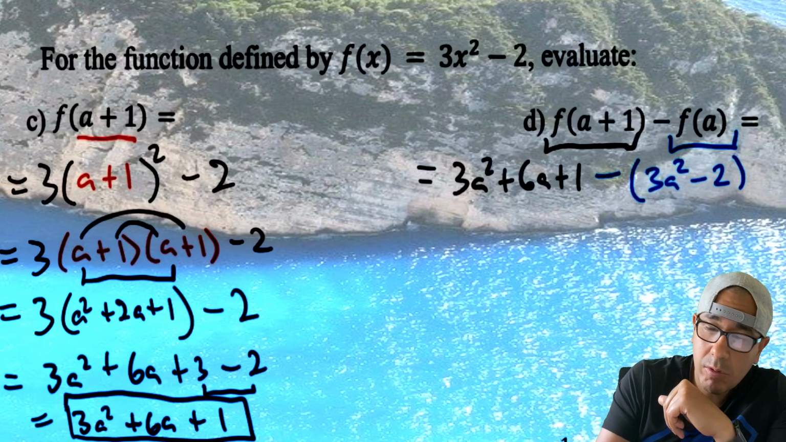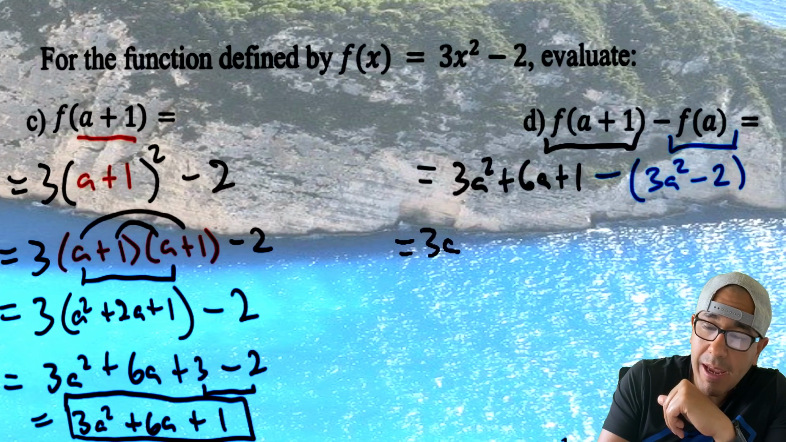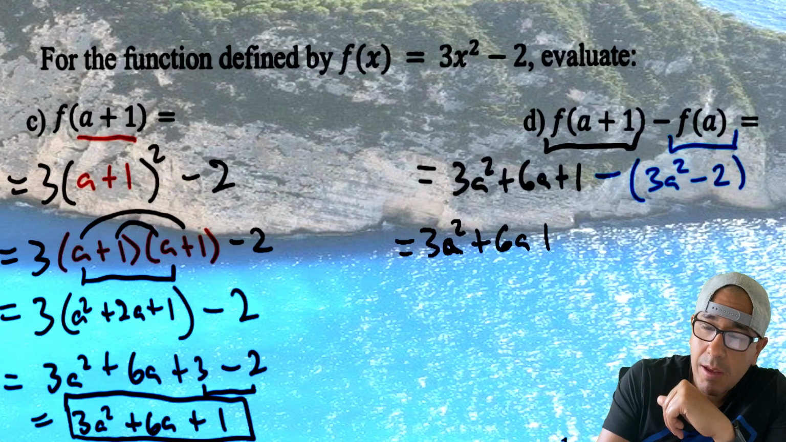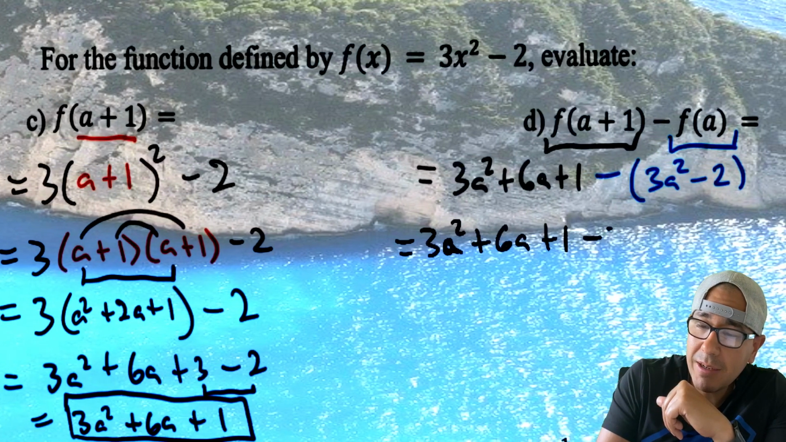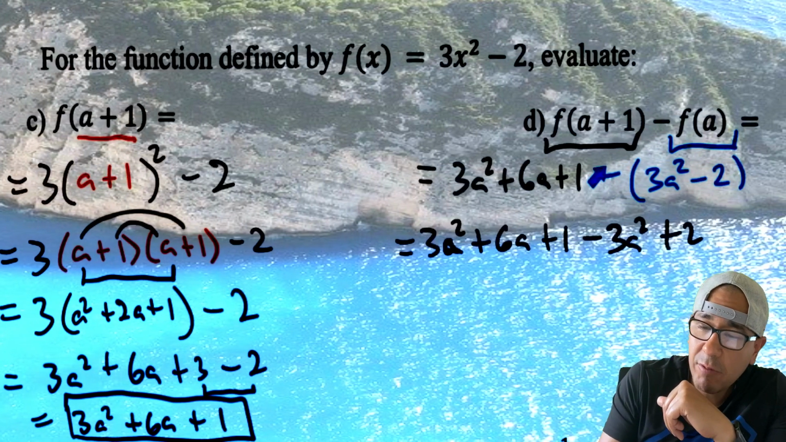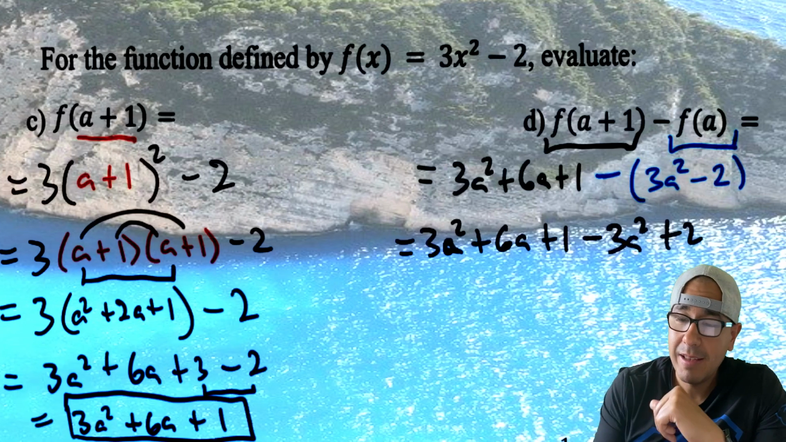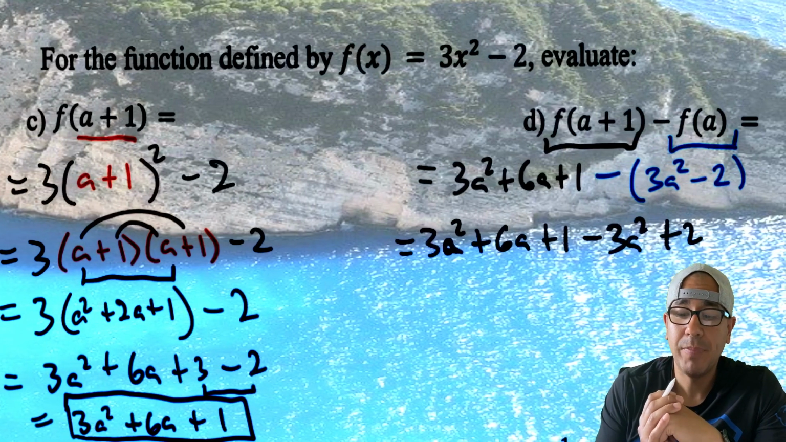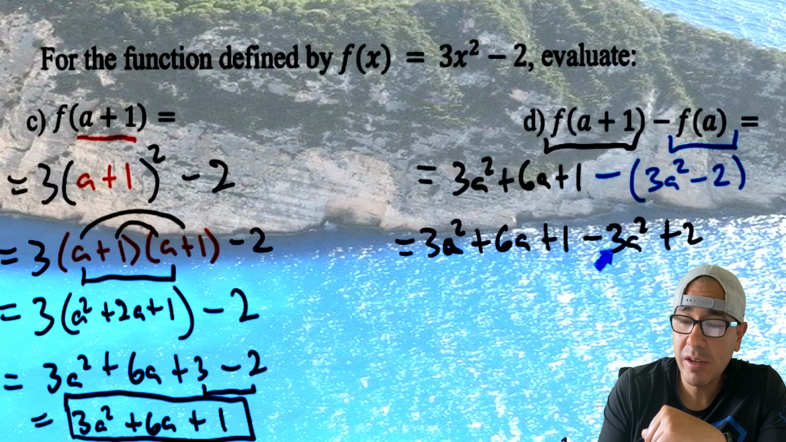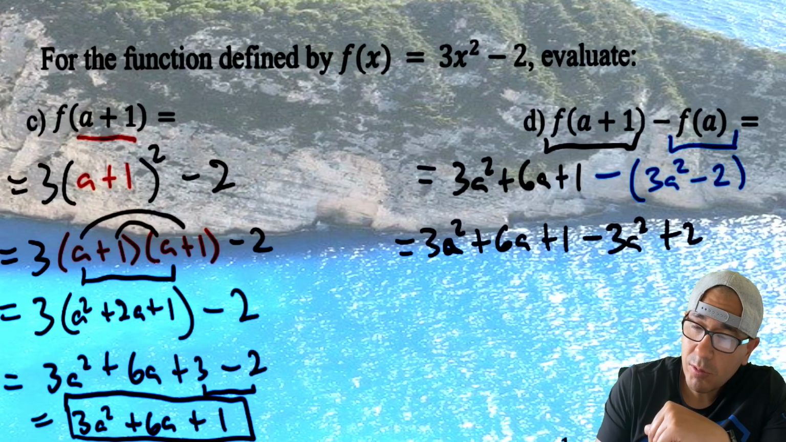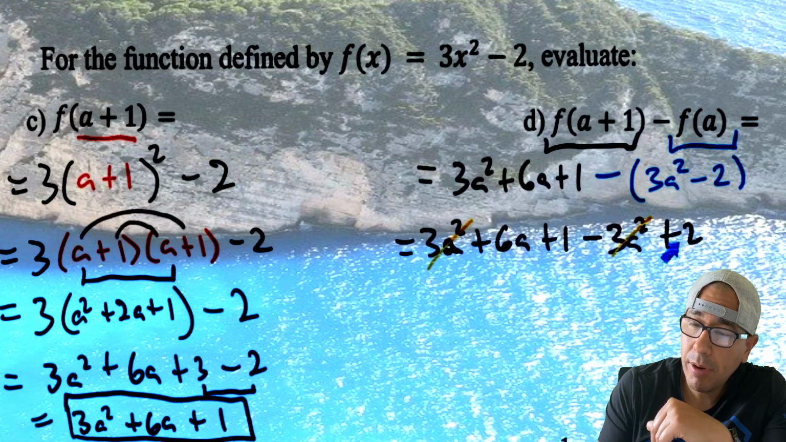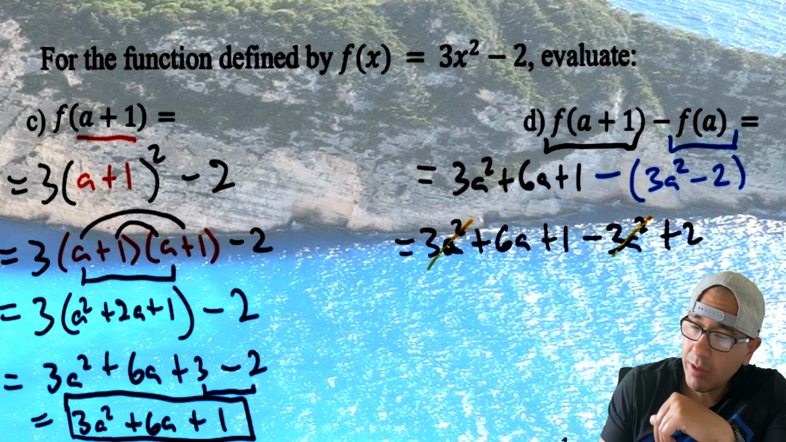All right, so we're left with 3a squared plus 6a plus 1 minus 3a squared plus 2. Notice, after you distribute the negative sign, that changes both of these signs. Now let's go ahead and combine like terms. Notice you have a 3a squared and a 3a squared. Those will cancel. And then we have a 1 plus 2. All right, so we end up with 3.